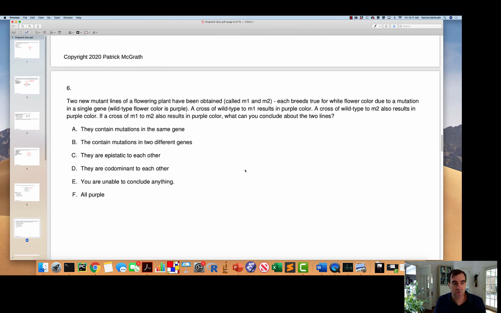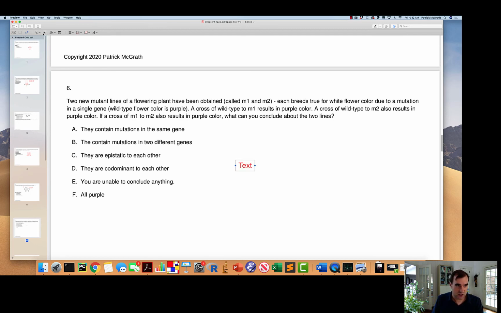Number 6. Two mutant lines of flowering plant have been obtained, M1 and M2, and each breeds true for white flower color. A cross of wild type to M1 results in purple color. A cross of wild type to M2 also results in purple color. If the cross of M1 and M2 also results in purple color, what can you conclude about the two lines? So this is a question on complementation.